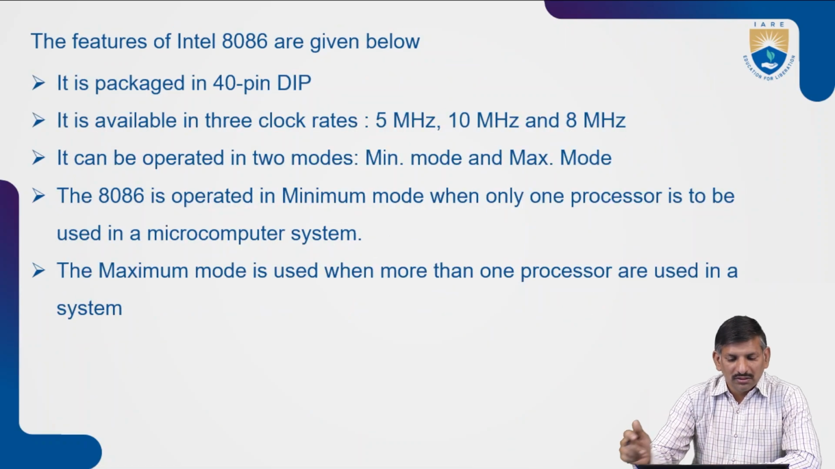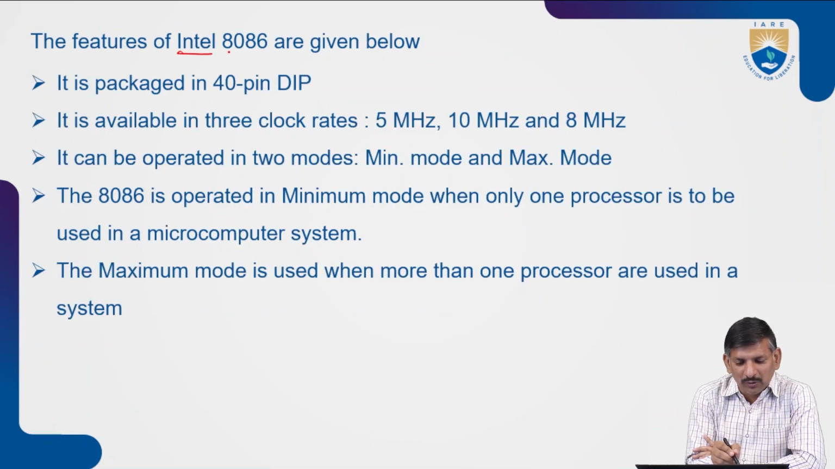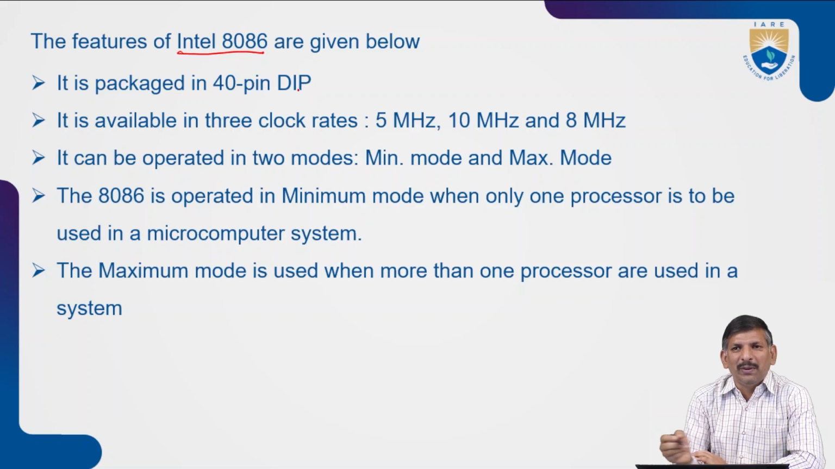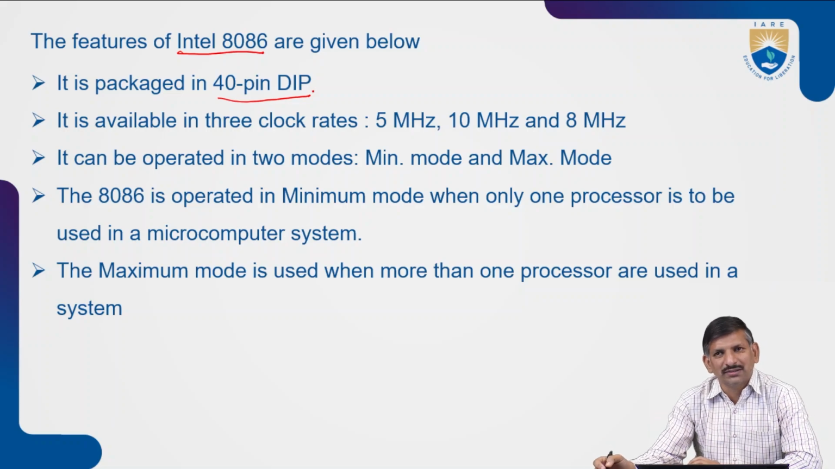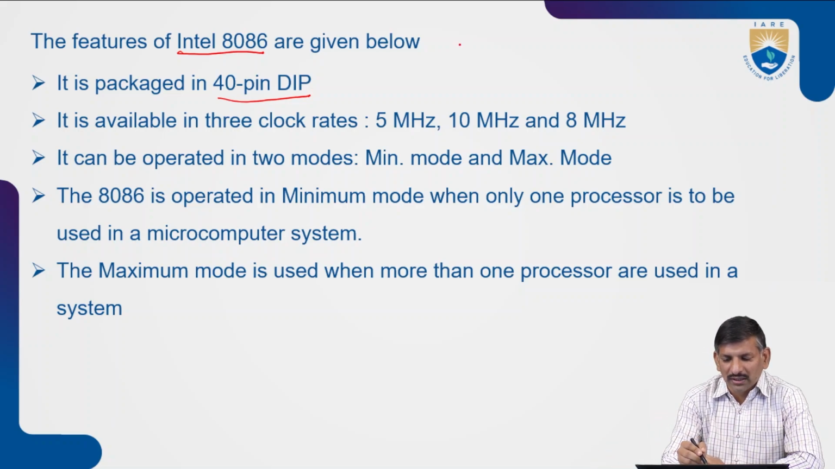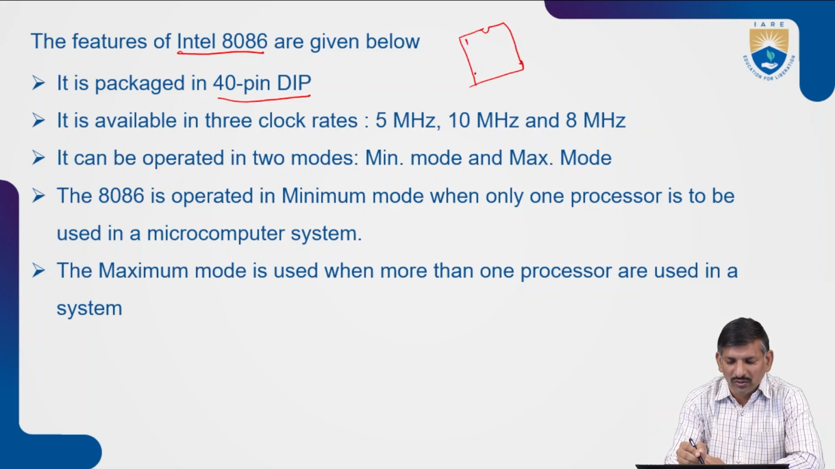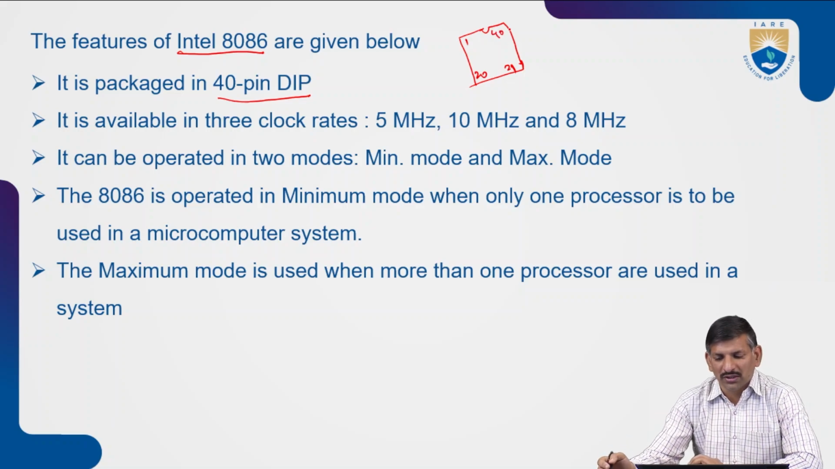Next, this Intel 8086 microprocessor is available in different packages. One of the packages is the 40-pin dual inline package. It contains 40 pins in 2 lines: 1 to 20, and 21 to 40. Total 40 pins.